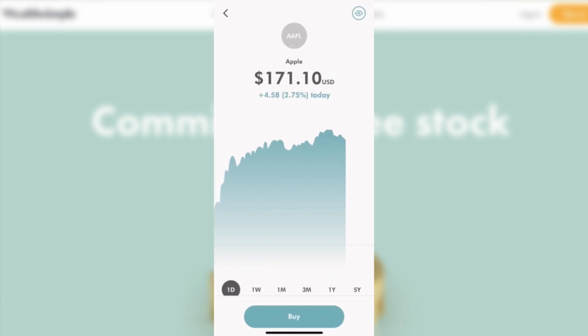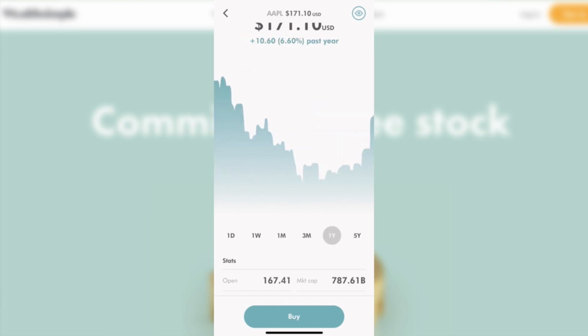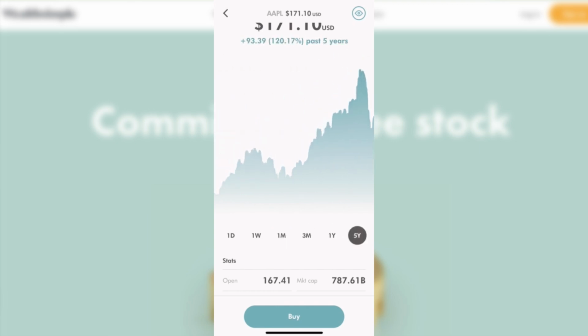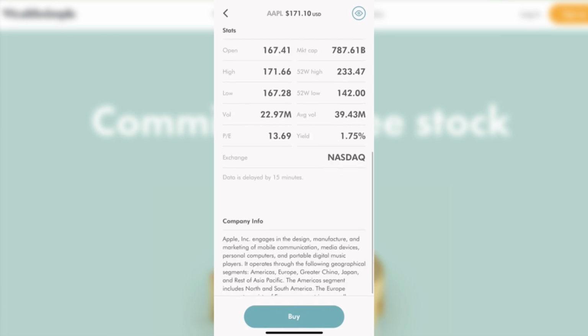You get a brief mountain chart of several time frames on the stock here. You can see the stock's performance and the dollar amount as well as the percentage growth, intraday, weekly, over the course of 1 month, 3 month, 1 year, 5 year. You get the idea. Down here you have some stock summary and stats: the standard open, close, high and lows from intraday, the volume, the 52-week high, 52-week low, as well as the company info on Apple down here.